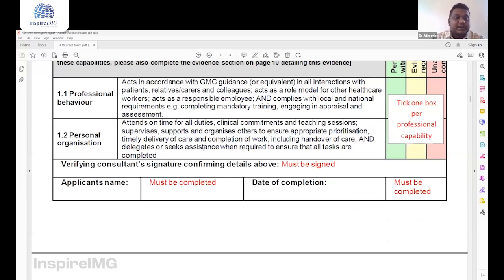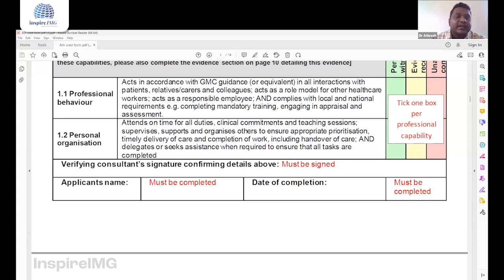Second thing is personal organization. Honesty and obedience is one of the things which everyone values a lot in the UK. So you need to be committed to your work. You need to be honest when you're attending your work, joining teaching sessions or any meetings or webinars in the hospital. You need to be on time, and you need to be very honest.